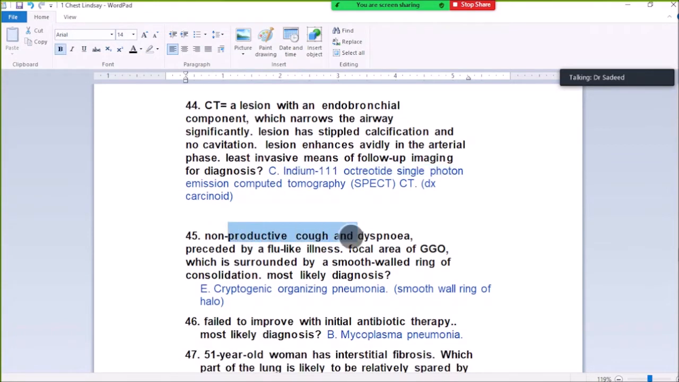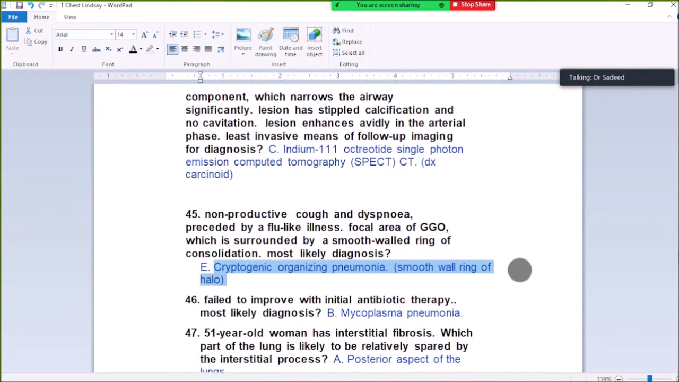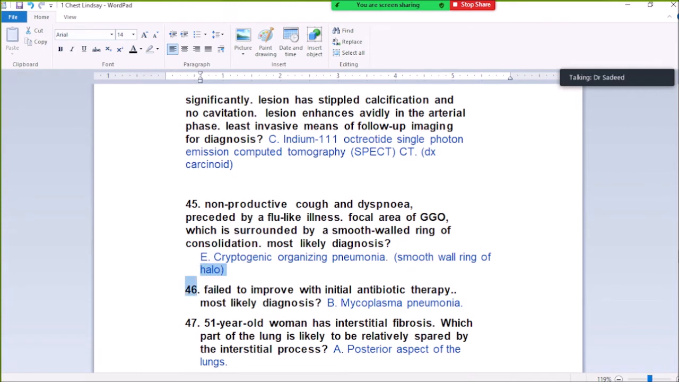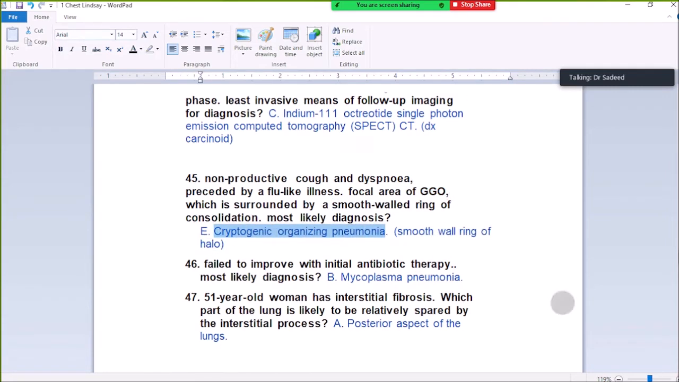Question number 45. Non-productive cough and dyspnea preceded by a flu-like illness. Focal areas of ground glass opacification surrounded by a smooth walled ring of consolidation. Most likely diagnosis, cryptogenic organizing pneumonia. Smooth walled ring lesions are seen in cryptogenic organizing pneumonia. A smooth ring surrounded by ground glass opacification is called the reversed halo sign, seen in cryptogenic organizing pneumonia.